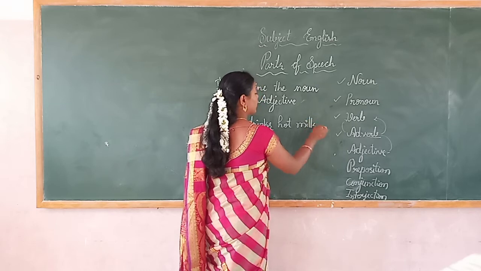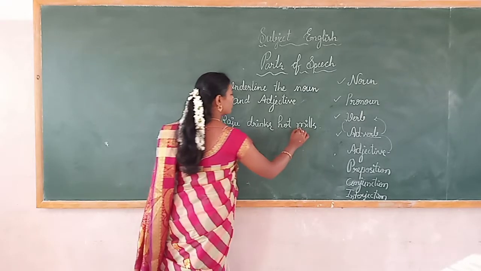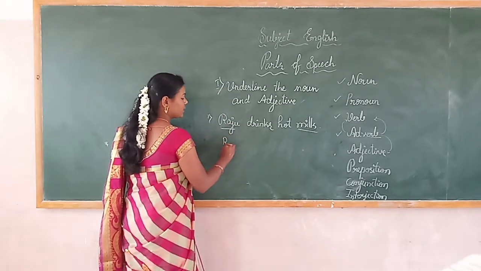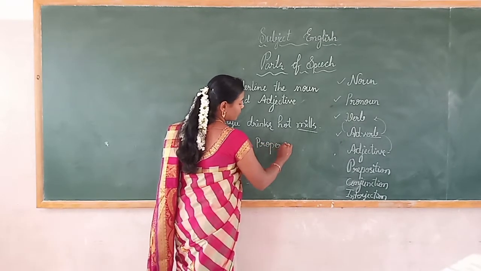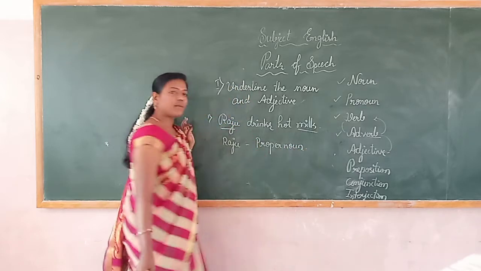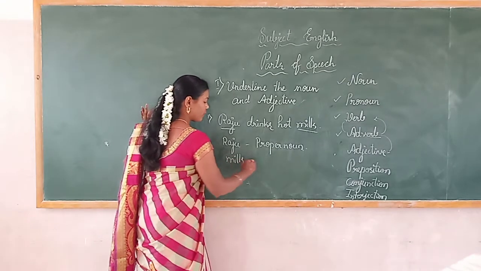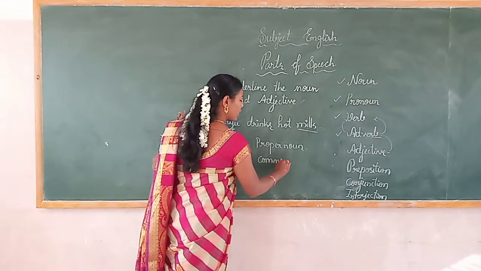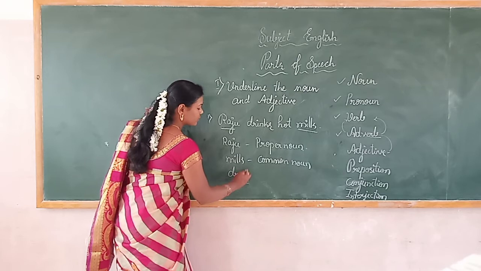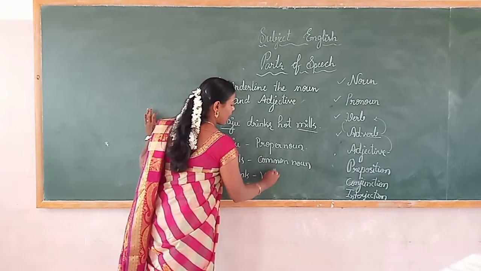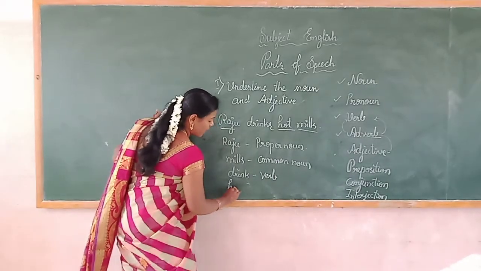Which is the noun in this sentence? First, you identify the noun. Raju and milk. Raju is a proper noun, that means it is a particular name of a person. Milk is a common noun. Next one, what is drinks? Drinks is a verb, an action verb. What is hot? Yes, hot is the adjective.